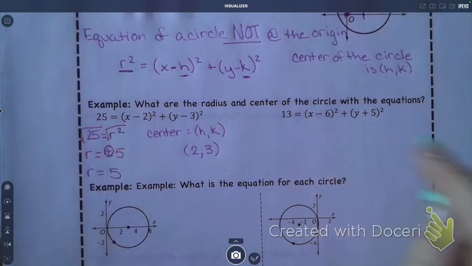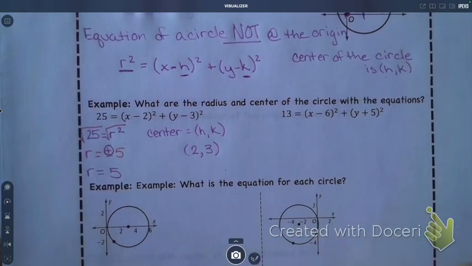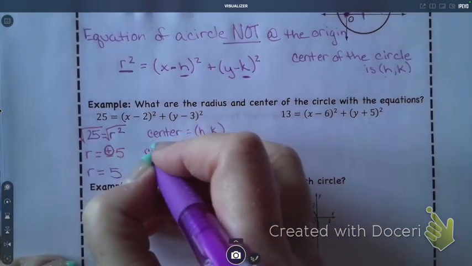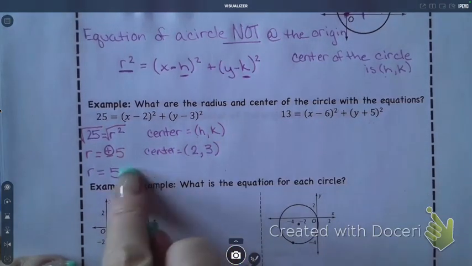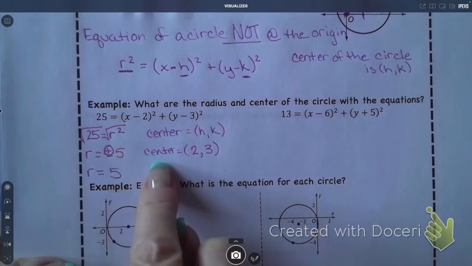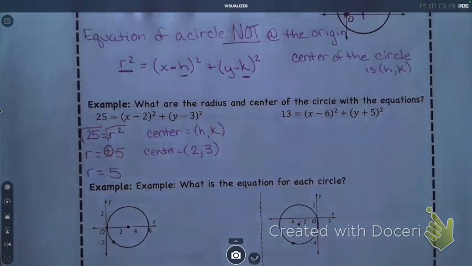Are we just writing in the equation? Right now it just says find the radius and the center. That's all it's asking. So here's the center and here's the radius. And you do need to label. R stands for radius, so I don't need to write radius, do I? But center has to be written down. There's no abbreviation for center. You can't use C because C would be circumference, right?